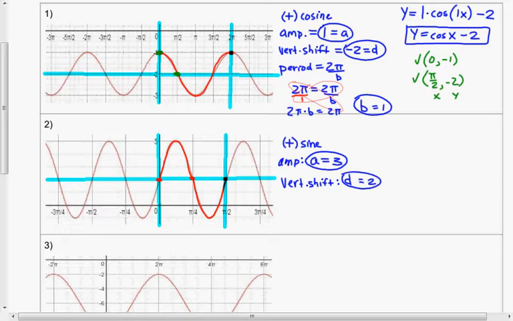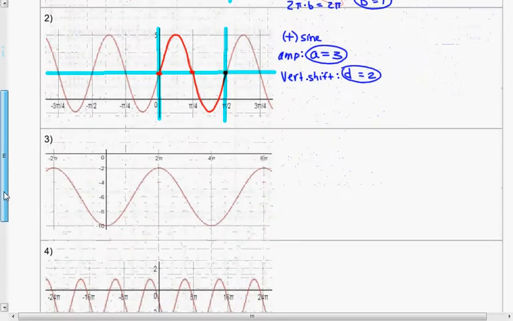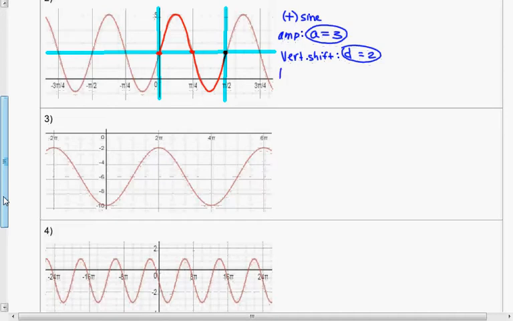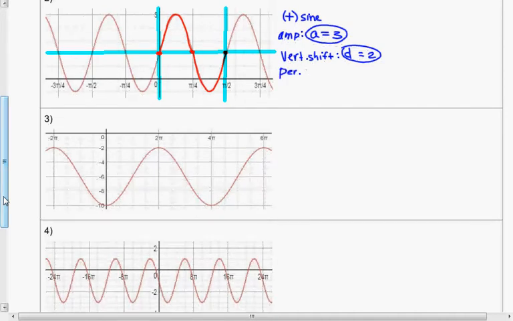All right. Then we need to find B. A common mistake is for people to say that B is the period. B is not the period, but the period is equal to 2 pi over B. So I'm going to write that every time. Period equals 2 pi over B.